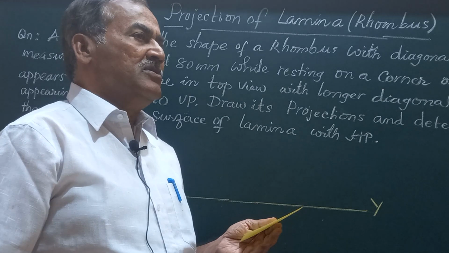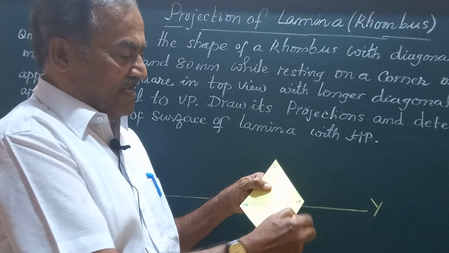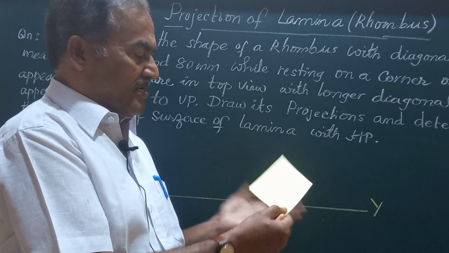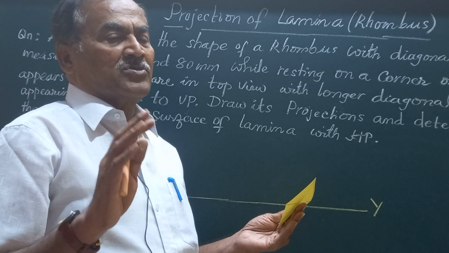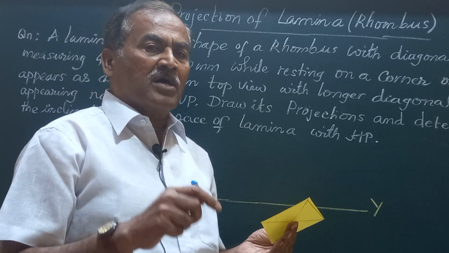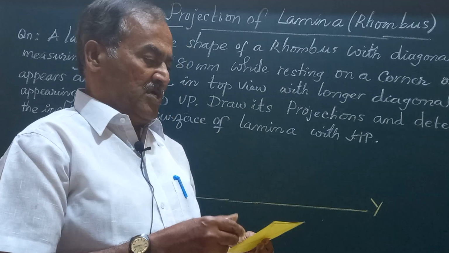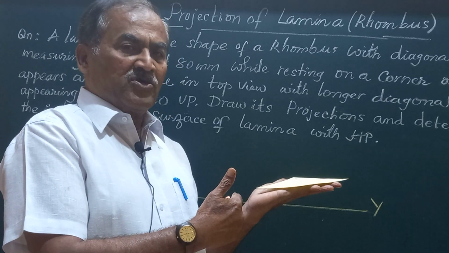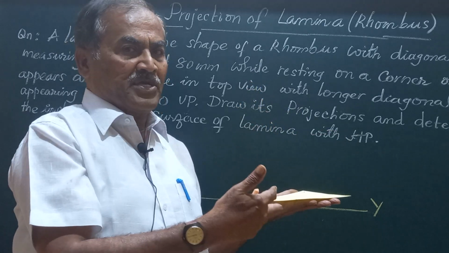But by mistake, if you keep the lamina like this, with the shorter diagonal parallel to VP, and you just keep rotating this about that corner, the rhombus will never become a square. So you have to be very careful while initially placing the object on HP or on VP. So friends, it is confirmed that we have to keep the lamina on HP with one of the corners coming to your left hand and the longer diagonal being parallel to VP and HP.